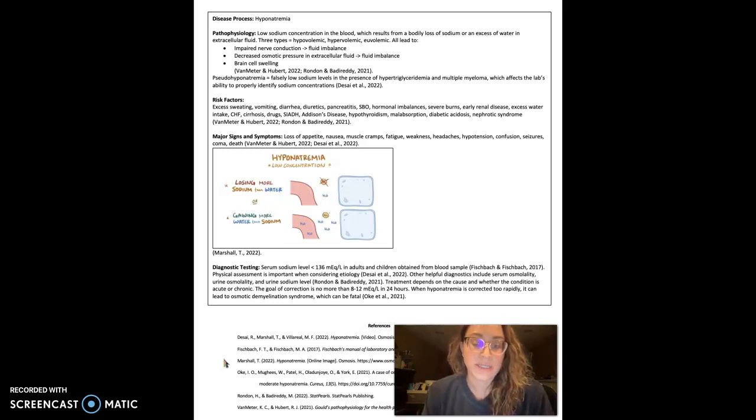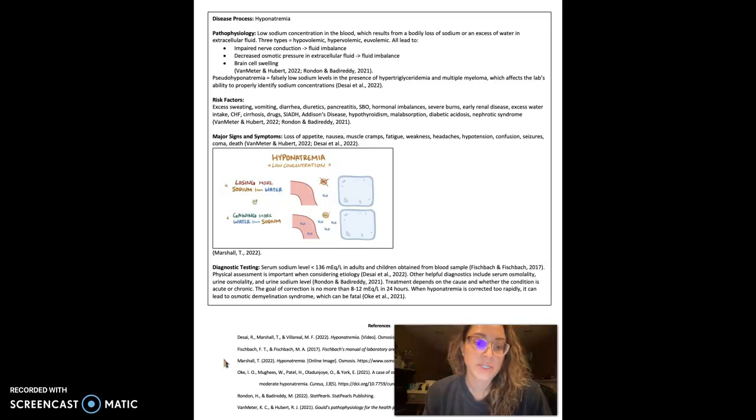Other helpful diagnostics include serum osmolality, urine osmolality, and urine sodium level. Again, treatment depends on the etiology and whether the condition is acute or chronic. A lot of patients with chronic hyponatremia are treated with scheduled salt tabs, fluid restrictions. Again, it really depends on the type of hyponatremia.